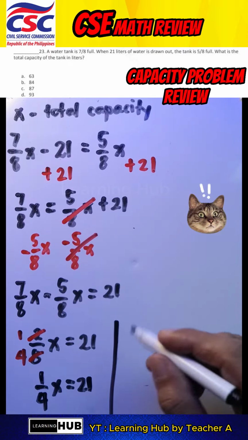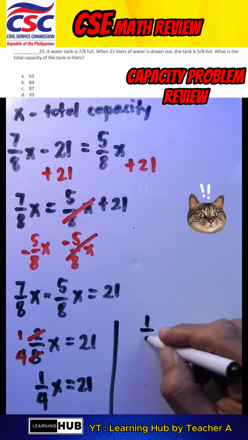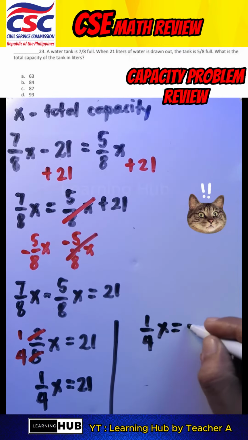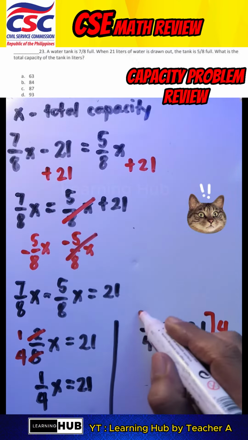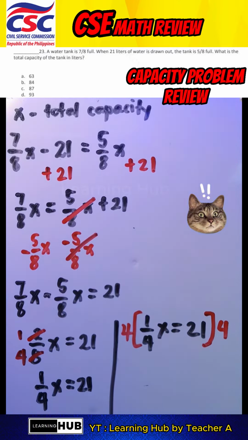Okay, to solve for our x, 1/4x is equal to 21. Multiply both sides by 4. So this one cancels out, and what is left is x. Then 21 times 4, that is 84. So 84 liters is the total capacity of the tank.